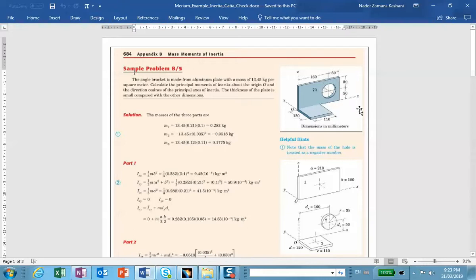The whole idea is that you're given a part, you're given a coordinate system, X, Y, Z, okay? In this particular case, it happens to be in that corner. And then you're given the mass of this object. What you would like to do is to calculate the inertia matrix.